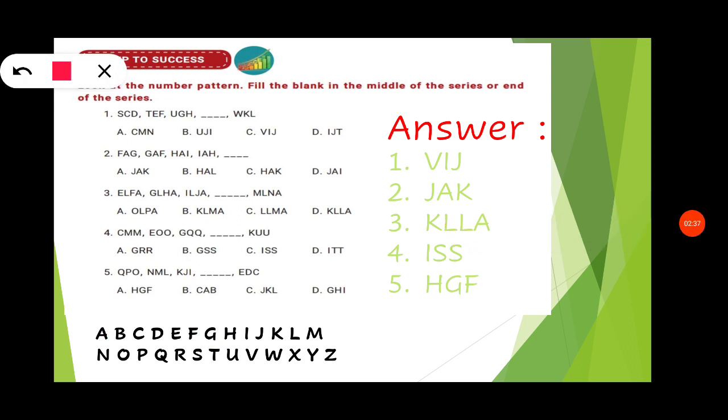Third one. E, L, F, A. Likewise, next G, L, H, A. Next I, L, J, A. Next there is a dash and then M, L, N, A. So what is left out? K, L, again L, A. So option D is the right answer.